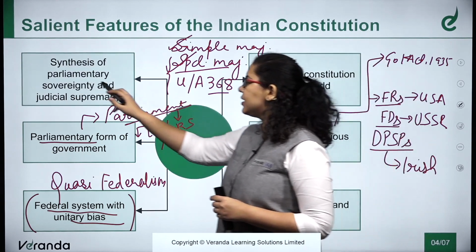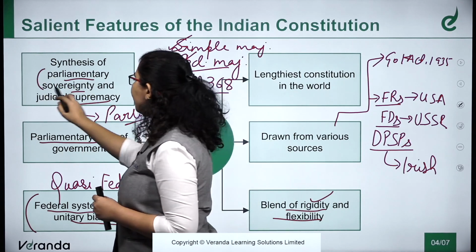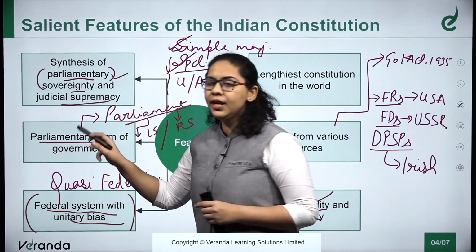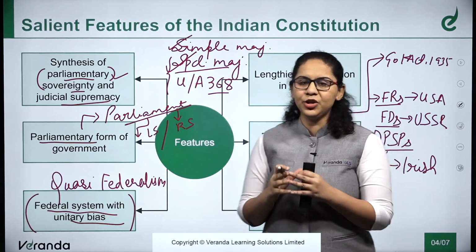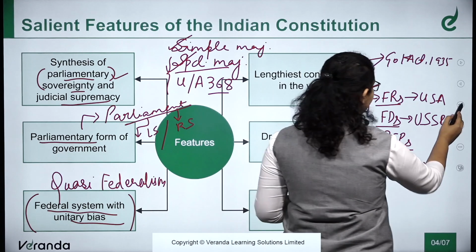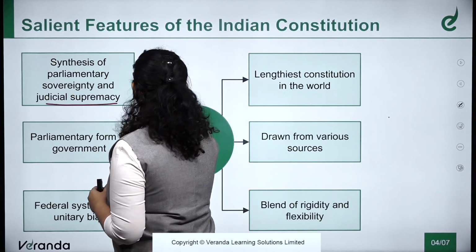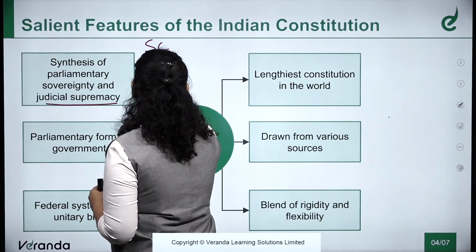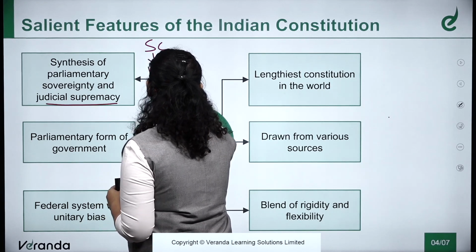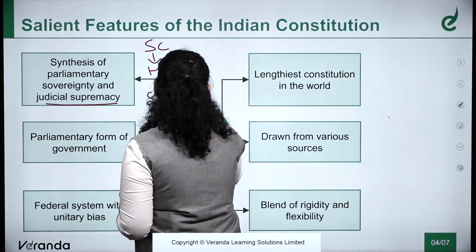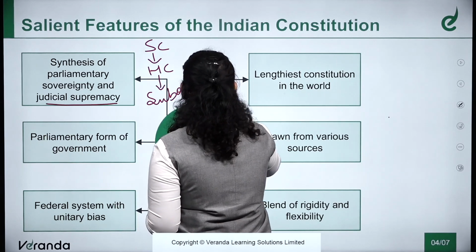Next is the synthesis of parliamentary sovereignty and judicial supremacy. It means parliamentary sovereignty, parliament is sovereign, and judicial supremacy means we have an integrated independent judiciary in India. What does it mean? We have the Supreme Court at the top. Below that we have high courts in the states, and below high courts we have various subordinate courts, be it civil courts or district courts.